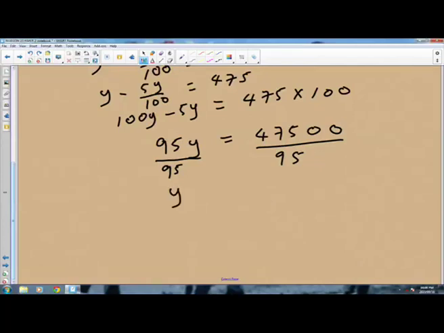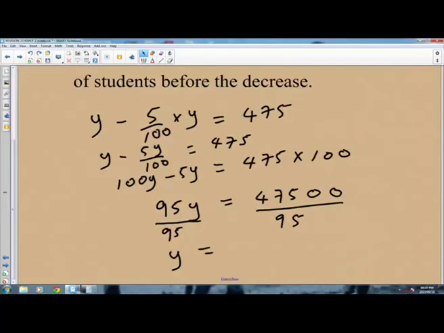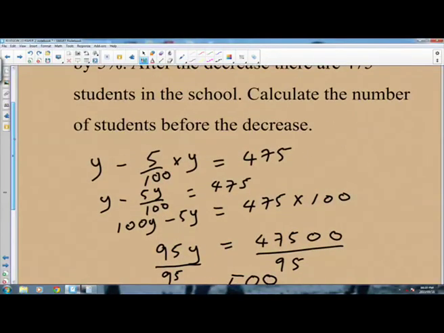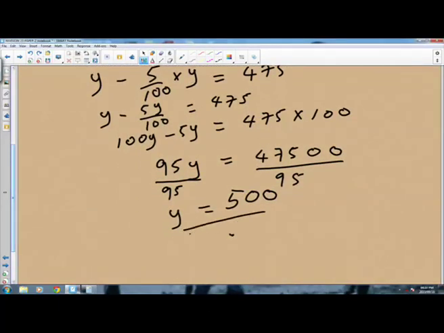So y equals 47500 divided by 95. So you can take your calculator and then work this out. We just need to divide 47,500 by 95. And when we divide 47,500 by 95, this will be 500. So y equals 500. Meaning, before the 5% decrease, there were 500 students. So the value of y is 500. And let's check what the question said. The question said calculate the number of students before the decrease. So the number of students before the decrease is 500. And this is how we work it out.